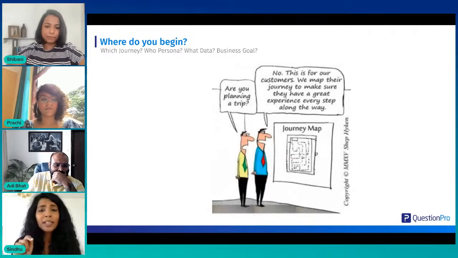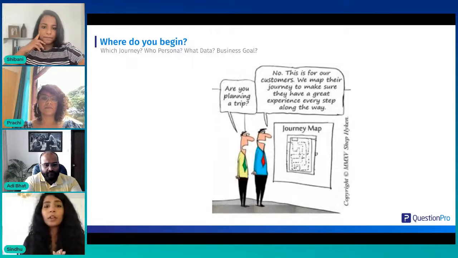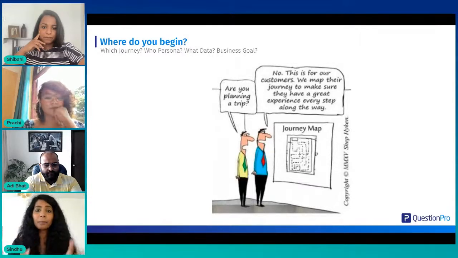Is this button working the way it's supposed to? When I say purchase, is it automatically taking me to the payment gateway or asking me a bunch of questions that I don't really want to answer? So all of these play into the key of what journey you're looking at picking out. But having a business goal in mind really helps out.